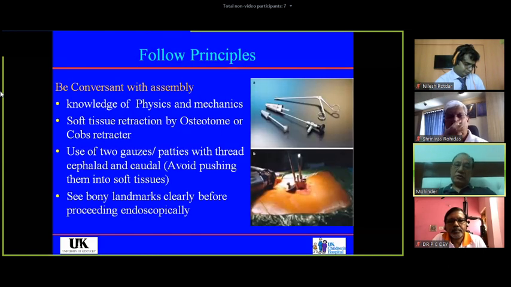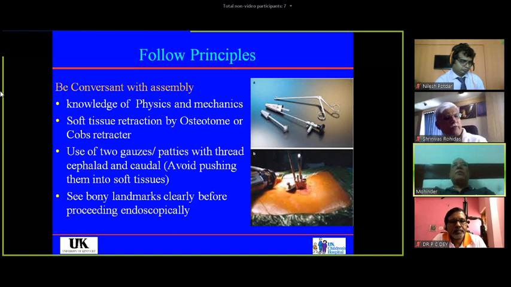So now, just touching the principles, Dr. Rohidas has ably covered the principles, but this is very, very important. Be conversant with the assembly. You have got a new gizmo in your theater, you have spent heavily, and you are very excited. You think, I have listed the patient, and in one go I'll be able to do the job. That is not true. I mean, you will be courting a disaster.